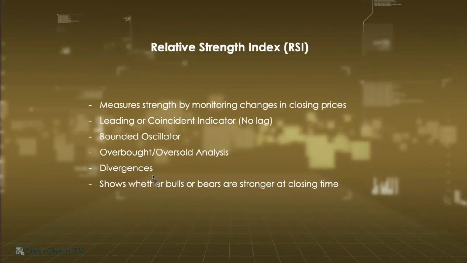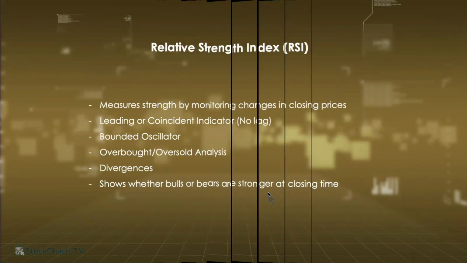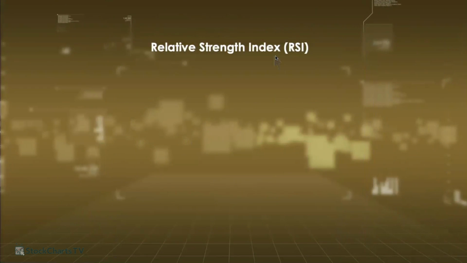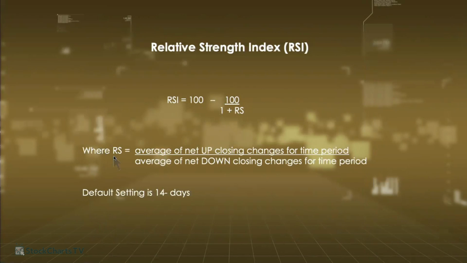This also does tell you whether the bulls or bears are stronger at closing time. I say that because when you see the formula, you'll get the feel of why that's true. The relative strength index, or the RSI, is equal to 100 minus 100 over 1 plus the RS, relative strength.